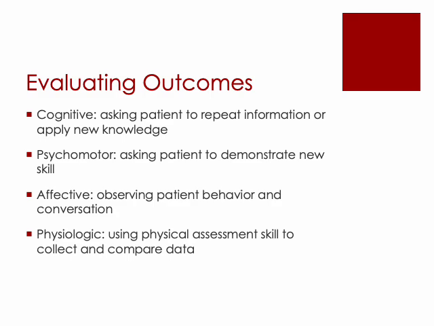So this slide just talks about some different ways that we can evaluate to those 4 areas. When you're evaluating a cognitive outcome, we want to ask a patient to repeat information or apply their new knowledge. This could be like a teach-reteach situation. With psychomotor, we're going to ask the patient to demonstrate their new skill. The affective areas, we're going to have to observe the patient's behavior and their conversation. Physiologic, we're going to use a physical assessment skill. So measure a blood pressure, count a pulse, count respirations, that type of thing, and then compare their data to their baseline.